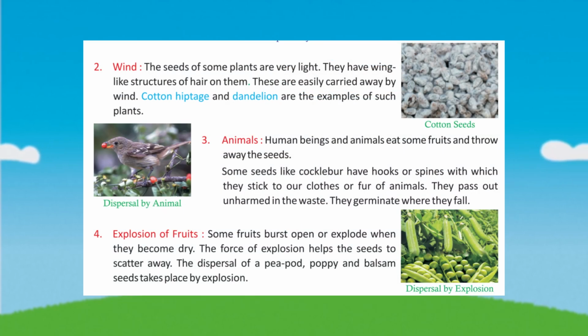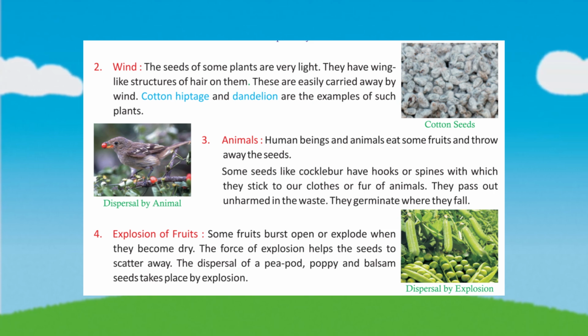2. Wind. The seeds of some plants are very light. They have wing-like structures or hair on them. These are easily carried away by wind. Cotton, heptage and dandelion are the examples of such plants.